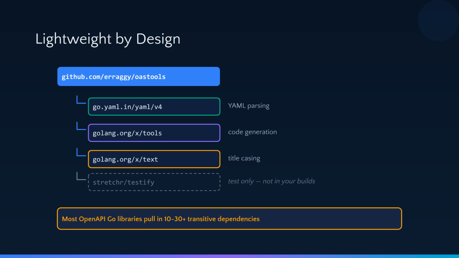Lightweight by design. This is one of the most striking things about OAS Tools. The entire toolkit, all 12 packages, has only 3 runtime dependencies: a YAML parser because Go's standard library doesn't include one, Go's x/tools for the code generator's import resolution, and Go's x/text for Unicode-aware title casing. That's it. Compare this to popular alternatives that can pull in dozens of transitive dependencies. Fewer dependencies means fewer supply chain risks, faster builds, and simpler dependency management.